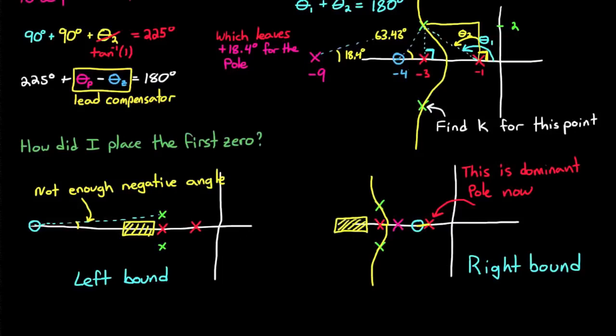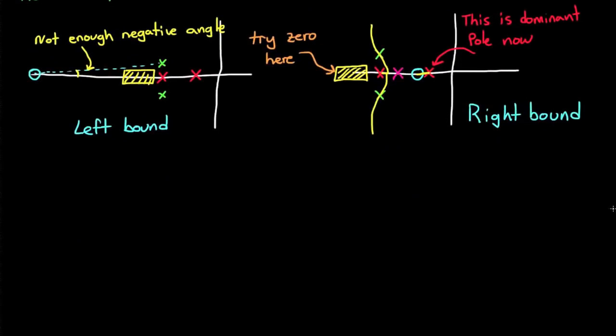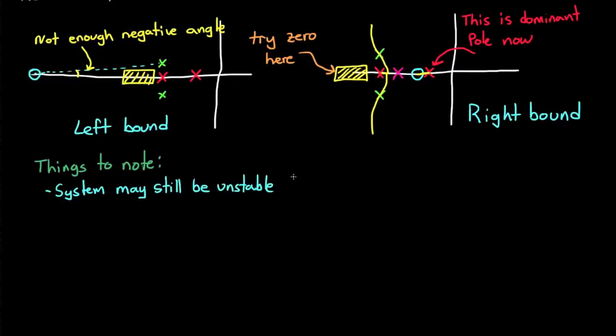So a general rule of thumb is just to place the zero at or to the left of the second real axis open loop pole. This, however, doesn't guarantee that your overshoot requirement will be met. So this is one of the places where some iteration might be required. Okay, just a few more things to note. When you design a lead compensator this way, it doesn't ensure that the system's going to be stable, only that your desired pole locations do in fact exist on the root locus.